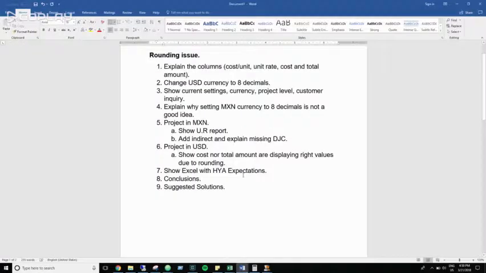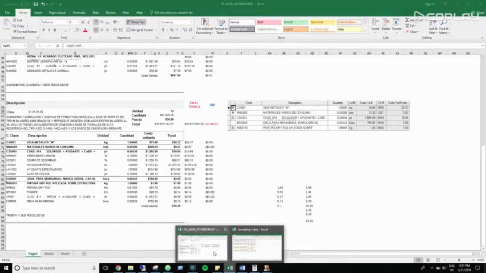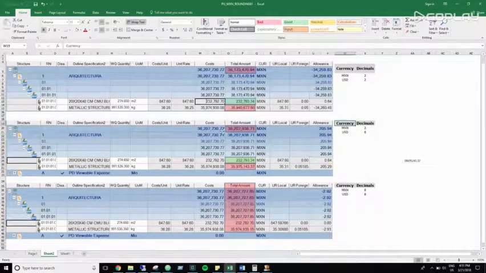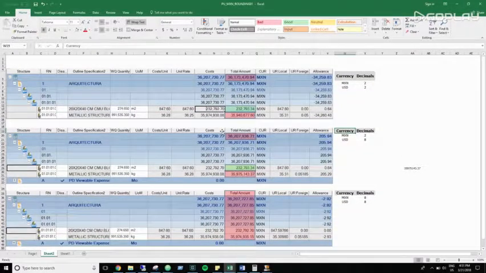Alright, going back to the document, the next step will be to add the indirect and explain the missing direct job cost. So let me go over here. At this point, where we haven't set any indirect yet, we could take the total amount column, which is the closest thing to the right values we can get, and just rename it to the cost. So we could use this as the cost of the project.